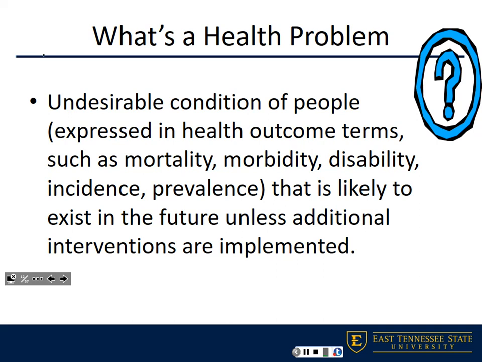Okay, so we talk about reducing cancer mortality, for example. We talk about reducing the incidence of HIV, reducing new cases of HIV and AIDS. We talk about reducing the prevalence of teen pregnancy. Okay, so whatever the health problem is, we're typically expressing it in terms of one of those outcomes.